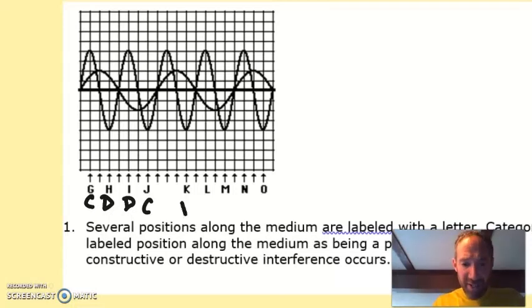At K, I have positive and negative, destructive. At L, I have positive and negative, destructive. At M, I have negative and negative, that's constructive. At N, I have positive and positive, that's constructive. And at O, I have positive and negative, that's destructive.